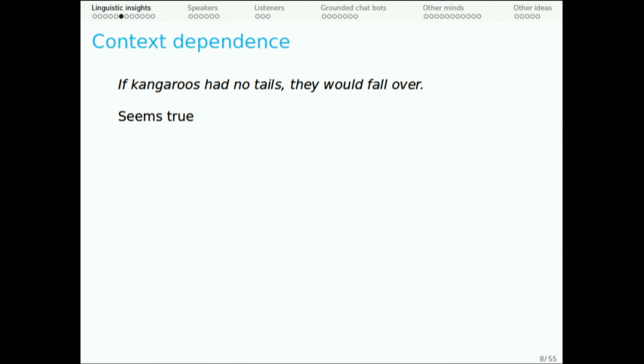Classic example: if kangaroos had no tails, they would fall over. That probably seems true, but suppose they had jetpacks. If I'm able to insert that into the kind of implicit counterfactual reasoning that goes into this conditional, then it feels false, right? They wouldn't fall over in the worlds where they have jetpacks. They could just fly around.